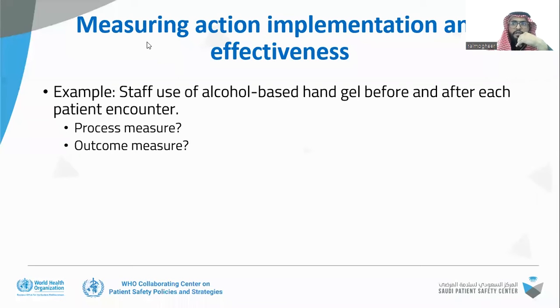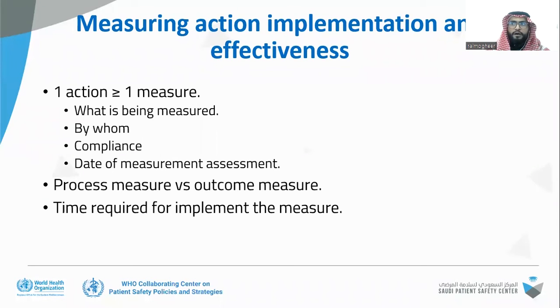Excellent. Correct answers. So a potential process measure for this example is observing 100 staff encounters over a 7-day period with an expected compliance rate of 95%. Let's go back to our slide before. So how did we form this measure? We identified what is being measured, by whom, what compliance level is expected, and what is the expected date that the measure will be assessed.